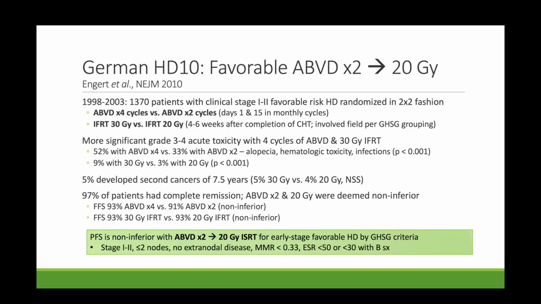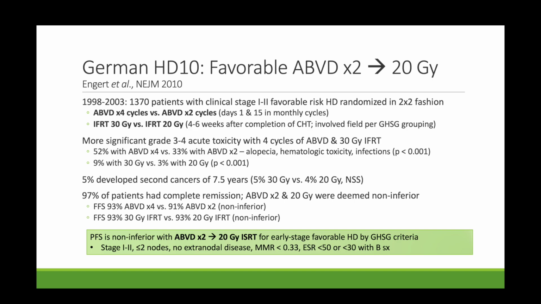The German HD10 is the first trial to know about, and they basically took patients with favorable risk Hodgkin lymphoma, as defined by the risk factors that we just previously discussed, and they performed a 2-by-2 randomization.